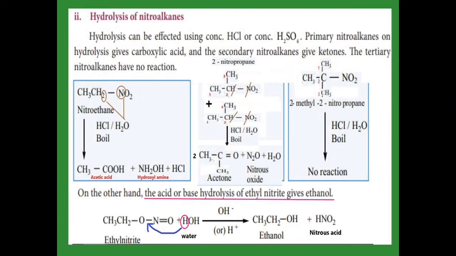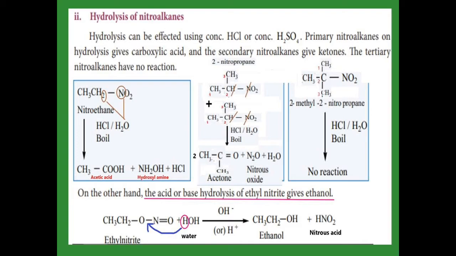Hydrolysis of nitroalkane. The primary nitroalkane gives carboxylic acid. See the first example. Nitroethane is the primary nitroalkane. In that one, we are going to boil with HCl and H2O. Here the H2O is in between that nitrogen and hydrogen, indicated in brown color, so that we get hydroxylamine. The remaining thing we have is CH3C and H. In between the H we put 2 oxygen, so we get acetic acid, and HCl we get as one of the products.